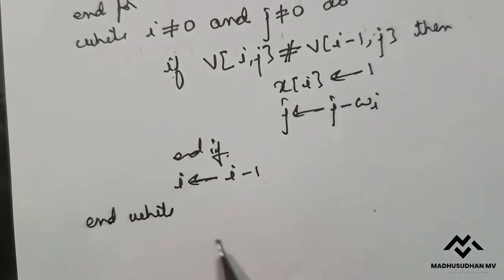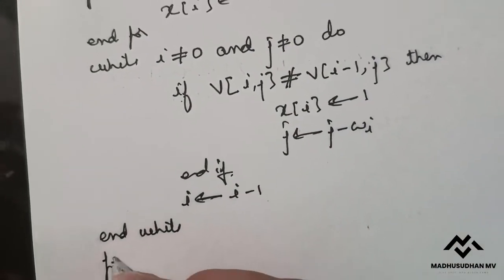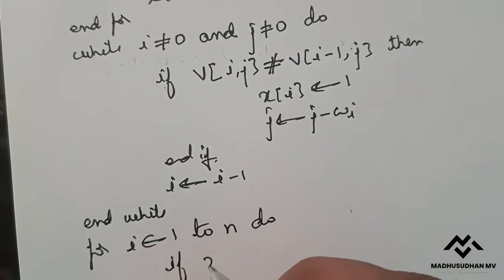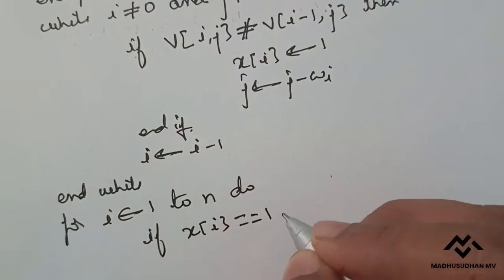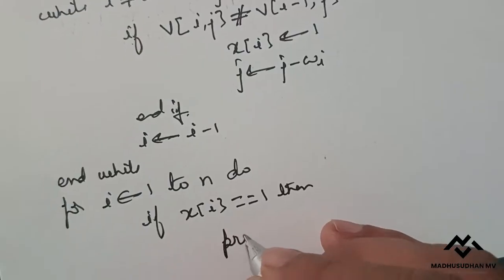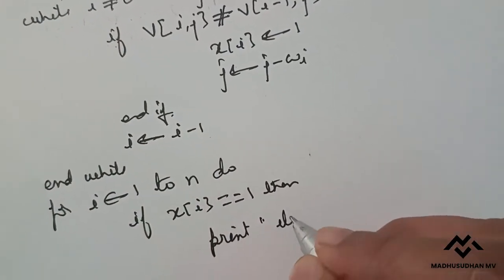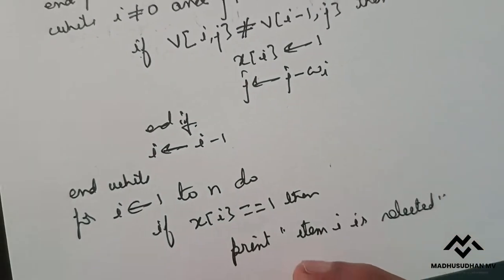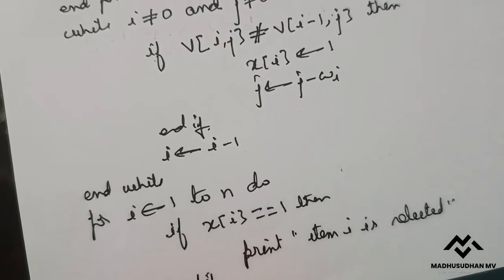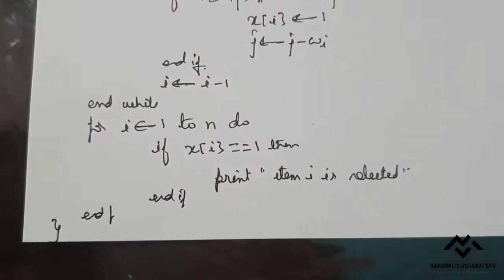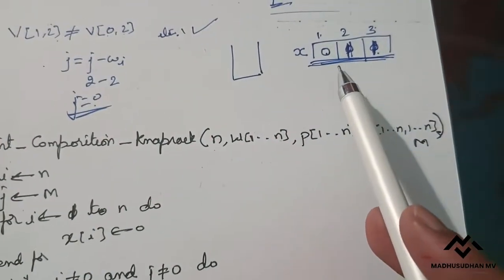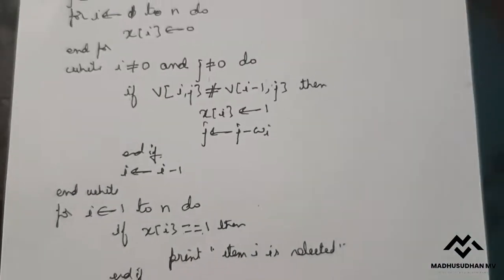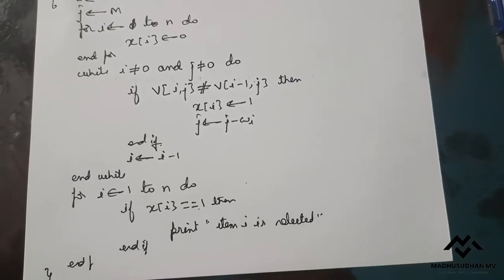Now I am checking the solution vector. For that, for I is equal to 1 to N, if X of I is equal to 1, then we print: item I is selected. End for. So if that value is equal to 1, then that item is selected. That's what we are doing. If X of I is equal to 1, print that item I is selected. So this is the algorithm for print composition.